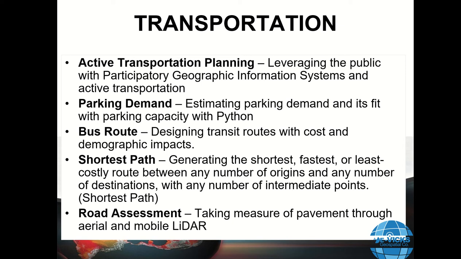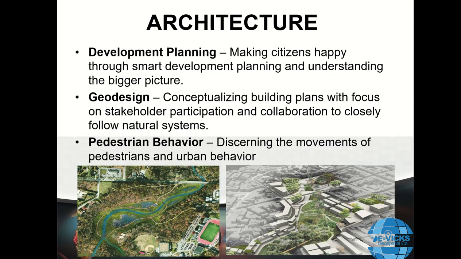Also, GIS is used in road assessment. Using LiDAR technology, GIS has been used to assess the road network. GIS is also used in architecture, in areas of development planning, geodesign, and pedestrian behavior. If you want to study pedestrian behavior, the GPS locations of pedestrian movement can be tracked, and the movement and behavior can be mapped, to see how best the pedestrian routes or the pedestrian system can be managed and the movement of people made easy.